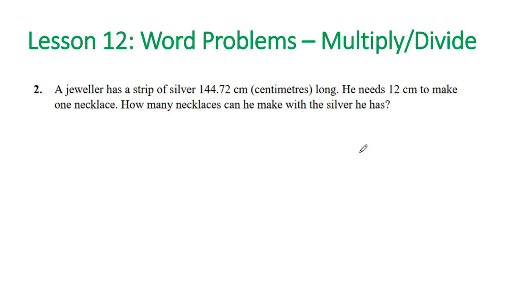For number 2, a jeweler has a strip of silver 144.72 centimeters long. He needs 12 centimeters to make one necklace. How many necklaces can he make with the silver he has? So here we have a strip of silver, and what we have been shown is the maximum amount he has.